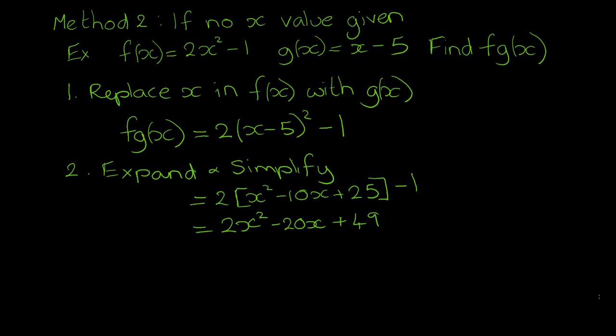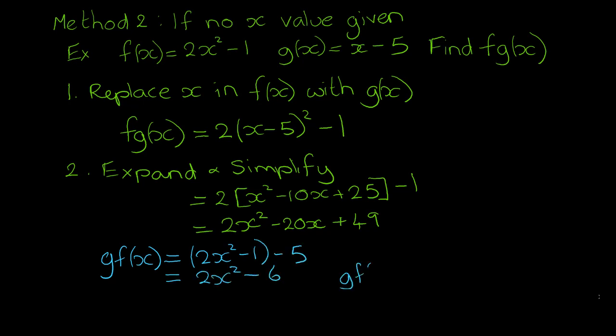So just to show that gf of x is usually different to fg of x, let's do that. So this means putting f of x into g of x. So instead of the x in the g of x function, we're going to replace that with 2x squared minus 1. And then if we expand the brackets, that leads us to 2x squared minus 6. So it's quite obvious that those are not the same.